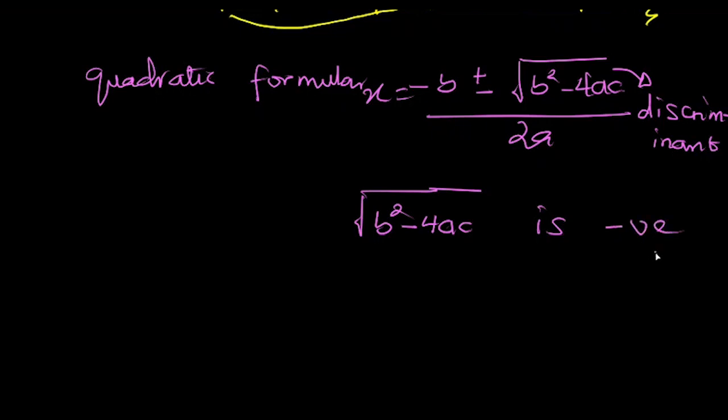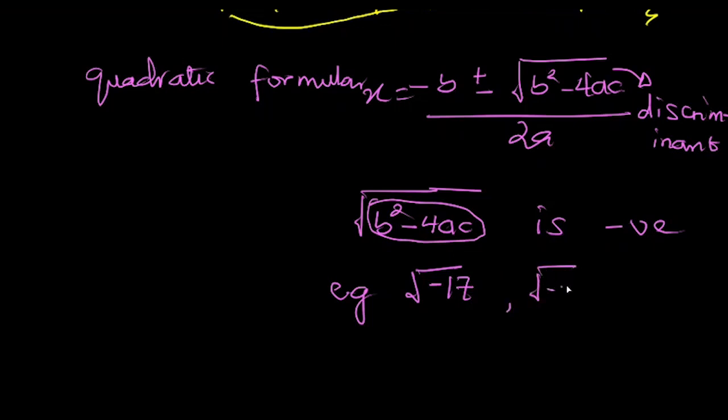So when I say negative, I'm talking about examples like the square root of minus 17. This is what I said is negative. The discriminant itself: square root of minus 17, square root of minus 20, square root of minus 25, something like this.